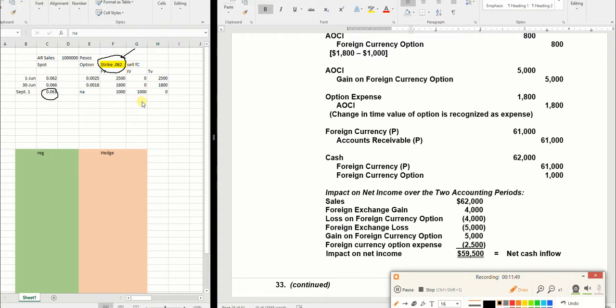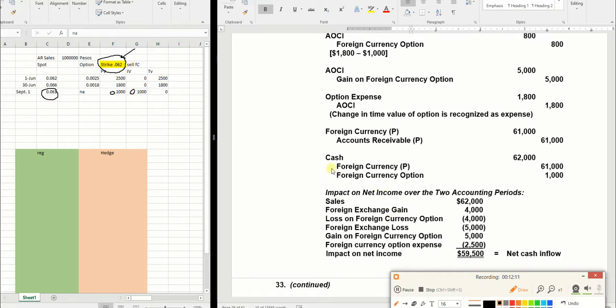By the way, if these were flipped and this was 0.061 and this was 0.062, the intrinsic value would be 0 here. It would be zeros all the way across. So you can still use this same format as I'm going to talk about here, but my option will be 0. And notice cash and foreign currency would be the same number. I wouldn't need my option.